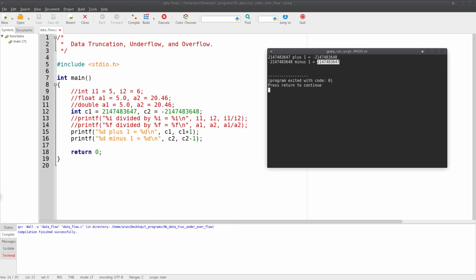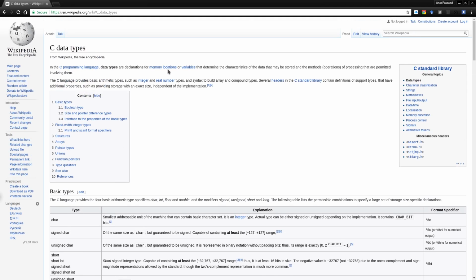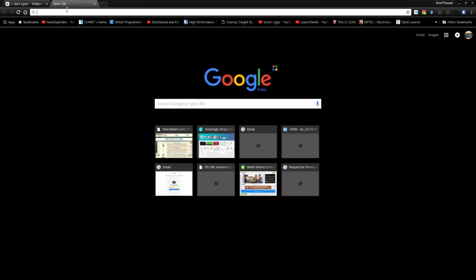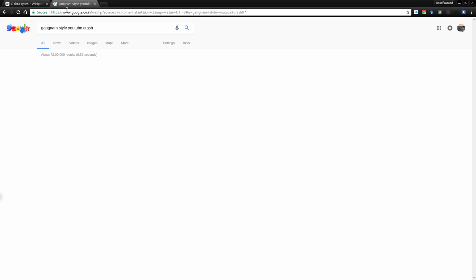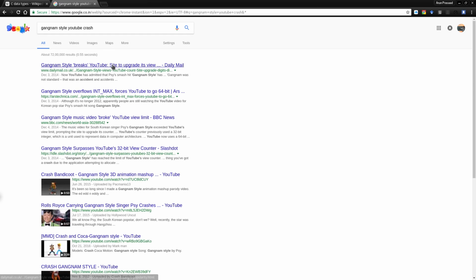Okay, this is actually called an underflow. One classical example where such overflow happens is something you can search for. You might have heard about Gangnam Style, right? Gangnam Style YouTube crash record. You just type Gangnam Style YouTube crash, and then you will get a lot of videos regarding this. This is the one, Gangnam Style overflow INT_MAX.